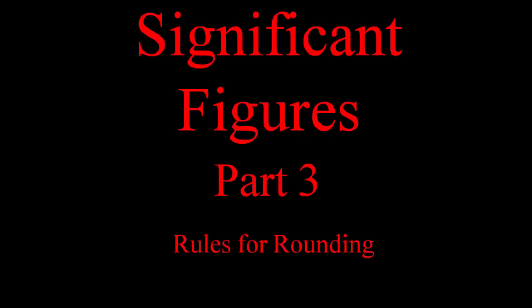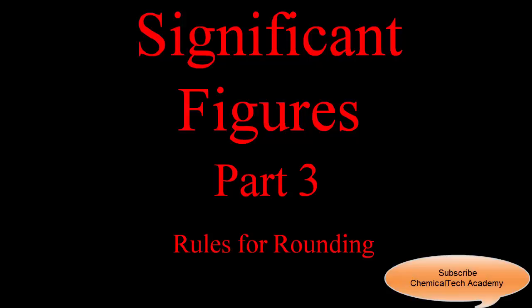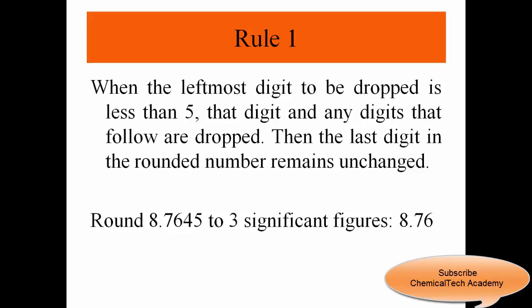Okay, sometimes when we do all this calculation, we need to round the result to the least number of significant figures, and we call it rounding a number. So in this part, let's see what the rules for rounding are. We have 4 rules. Let's start with the first one.